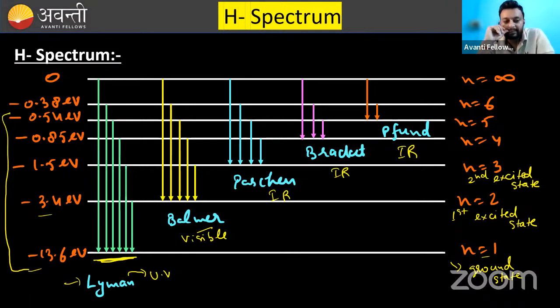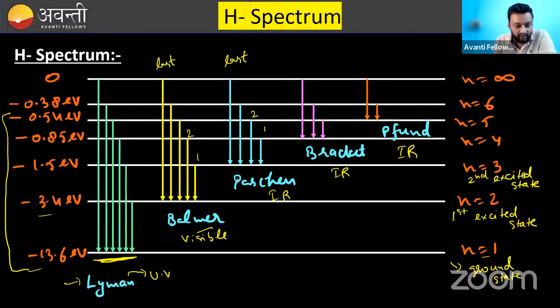One more thing after that, that is very important to understand. The first line of any series is the closest line. Can you see that? This is the first line of Balmer series, second line of Balmer series, and this is the last line of Balmer series. Similarly, Paschen series, this is the first line, second line, and this is the last line of Paschen series.